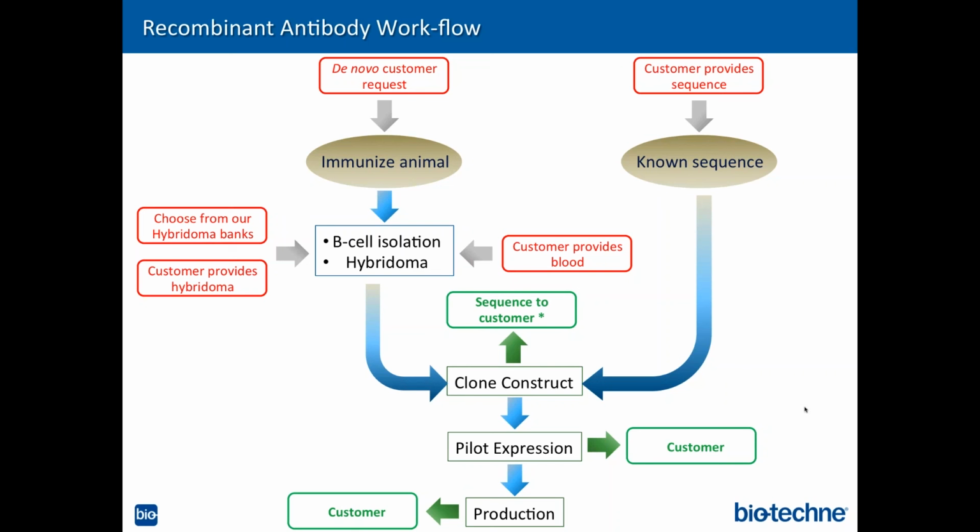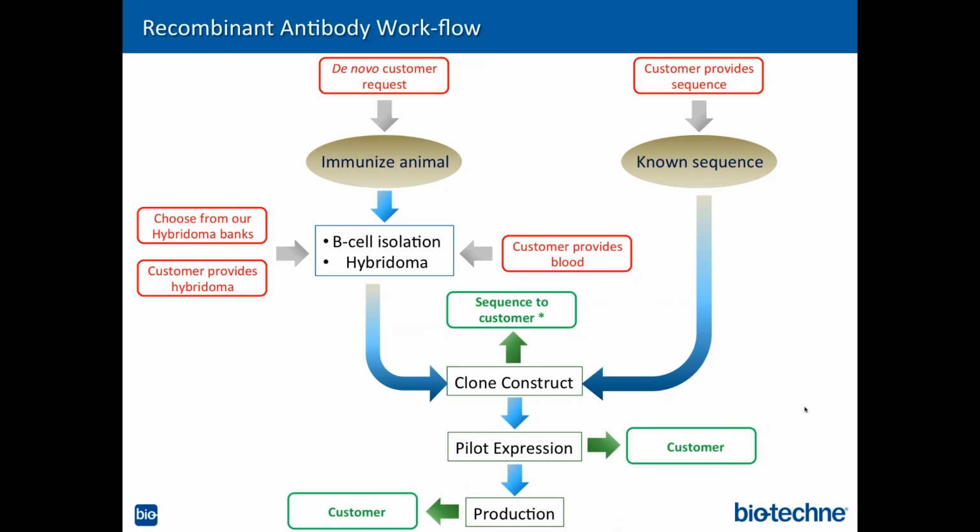In some cases, customers know exactly which sequence they would like us to clone, and we go straight from sequence into cloning expression. We send it then back to customers, and they can test it in their own applications. In other cases, we have large hybridoma banks. Customers have screened our hybridoma banks for their particular applications before, but then they decided, okay, we don't want to have this going forward as a hybridoma product. We would prefer to have it as a recombinant.